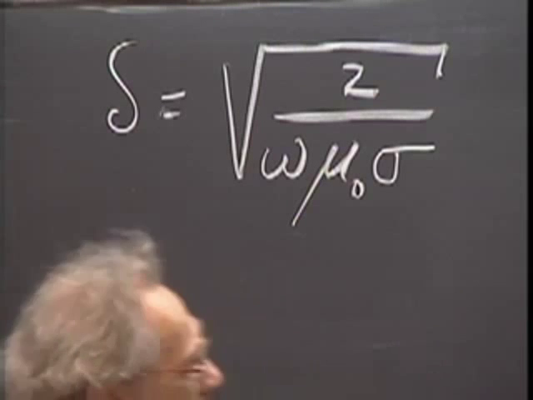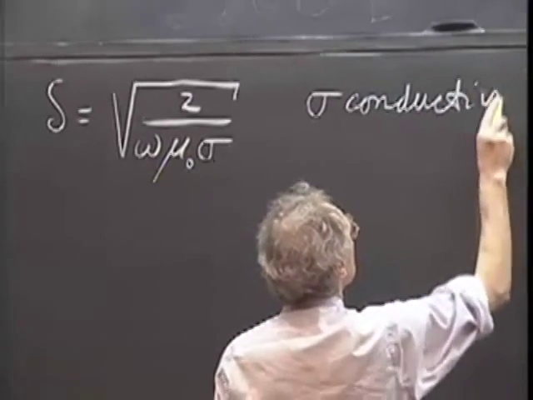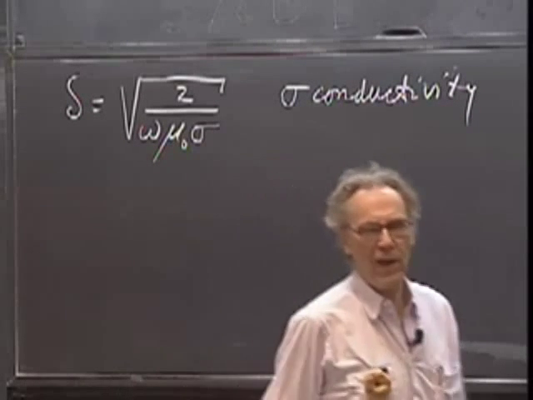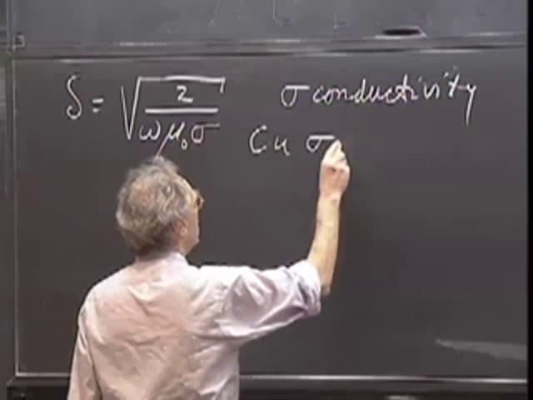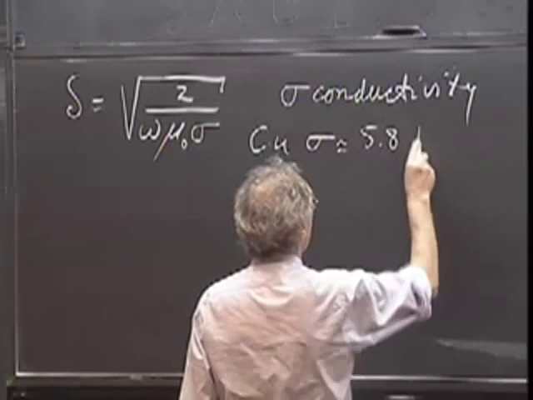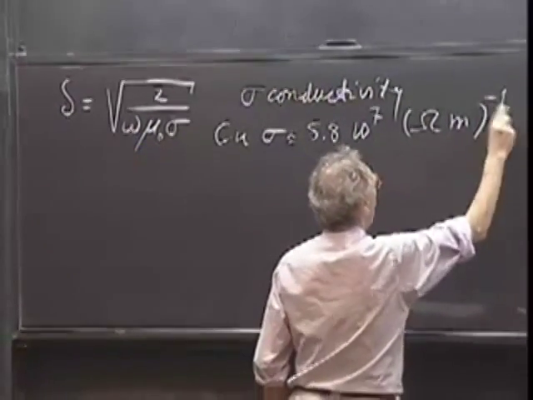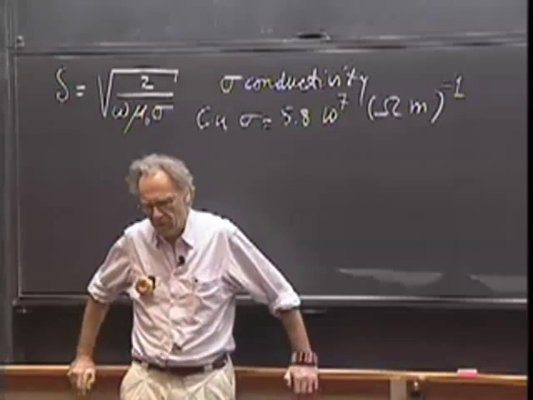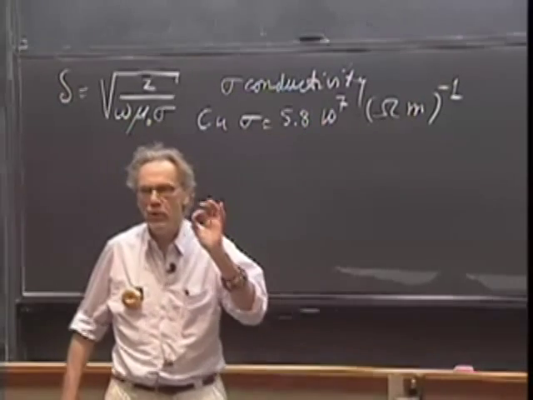The conductivity sigma for an ideal conductor would be infinitely high, so that the skin depth is zero. But even if you take something like copper, which is an extremely good conductor, then sigma, of course, is not infinitely high, but is something like 5.8 times 10 to the seventh, and the units of conductivity are ohm-meters to the power minus 1 in SI units. If you use this sigma and take 1,000 megahertz radiation, which has a wavelength of 30 centimeters, then the skin depth is only 2 microns.